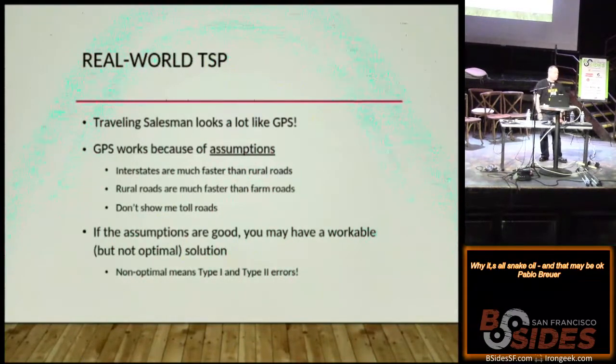But your GPS works because it makes a bunch of assumptions. It assumes things like interstates are faster than rural routes are faster than farm roads, and then you may tell it some things like, hey, don't show me any toll roads. Sometimes these assumptions are good, and if the assumptions are good, you have a workable but non-optimal solution. What does non-optimal mean? Well, in the security world, non-optimal means you're going to have type 1 and type 2 errors. You're either going to have false positives, or worse yet, false negatives.